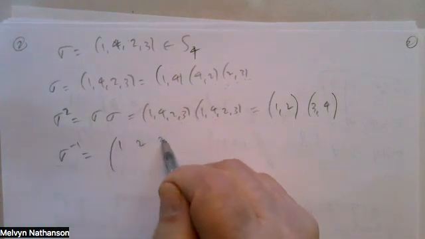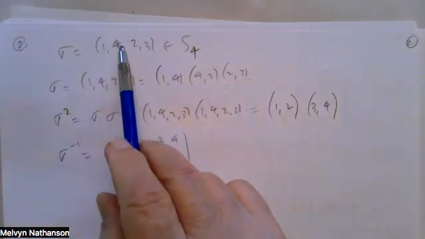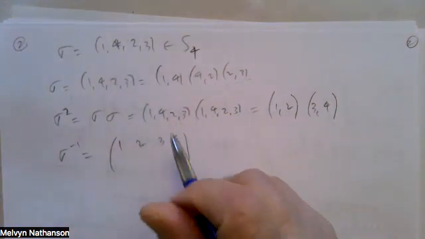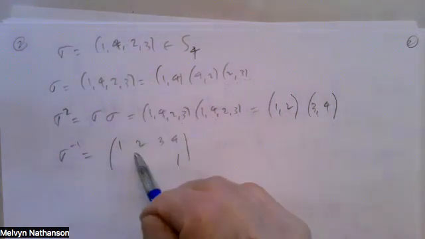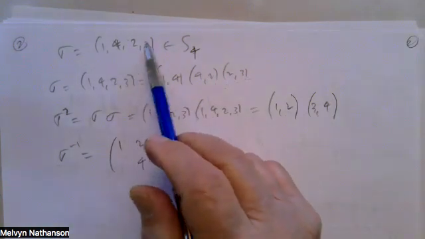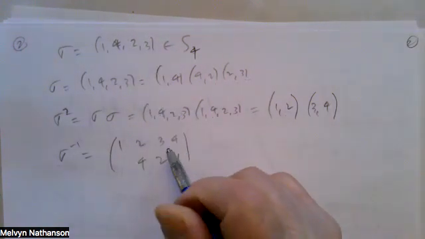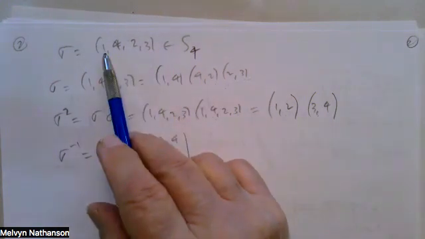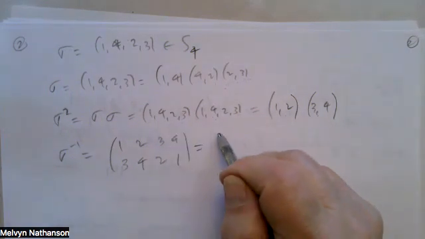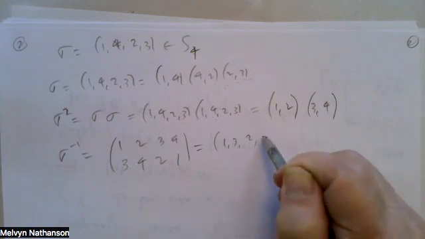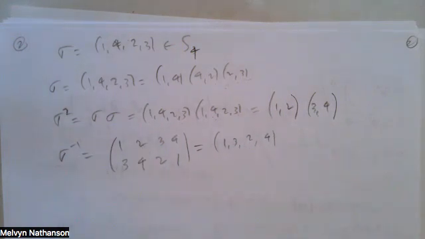And sigma inverse, well, let's see, let me write this in standard form. If sigma sends 1 to 4, the inverse sends 4 back to 1. If the inverse sends 4 to 2, the inverse sends 2 back to 4. If the inverse sends 2 to 3, the inverse sends 3 back to 2. And if the inverse sends 3 to 1, the inverse sends 1 to 3. So this is sigma inverse. Or if I write this as a 4 cycle, 1 goes to 3, goes to 2, goes to 4, goes back to 1. Okay?